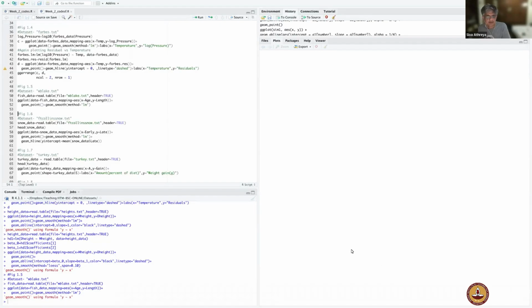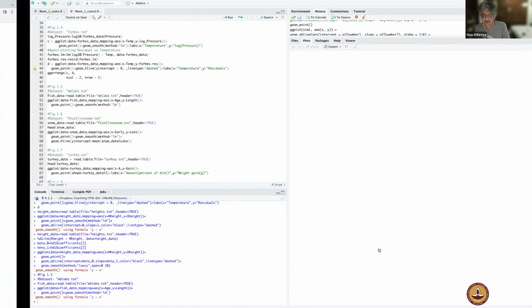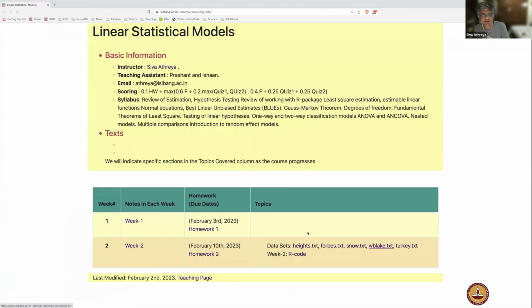Okay, so in the last sector for today, I'm going to discuss just a bunch of data sets and try to play with them and see what we get. I won't have slides for them. I just do one hour. The first data set is a lake data set. If you go to the website, you should download this wblake.txt for the first one.